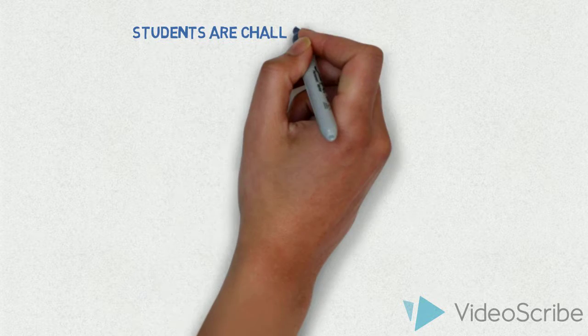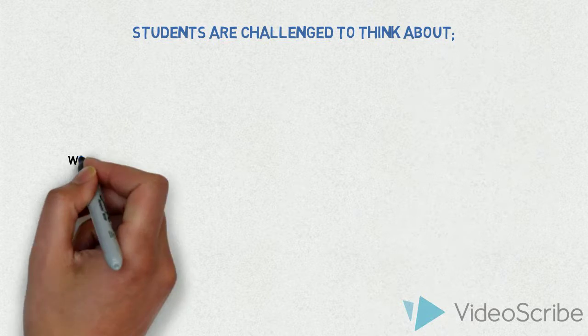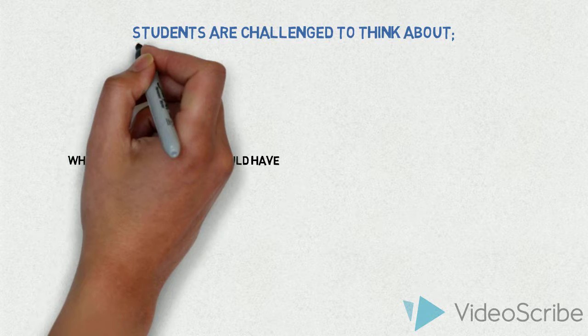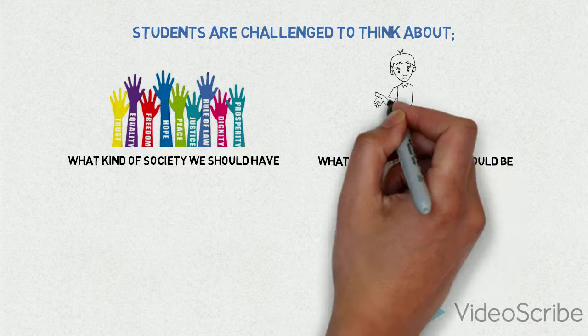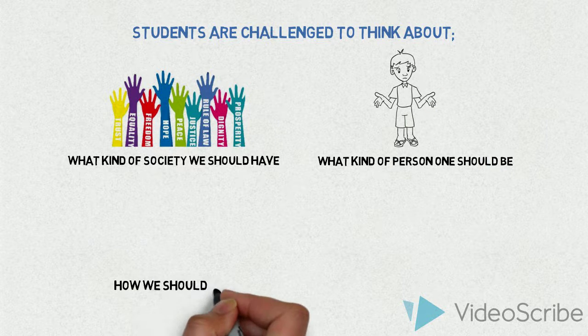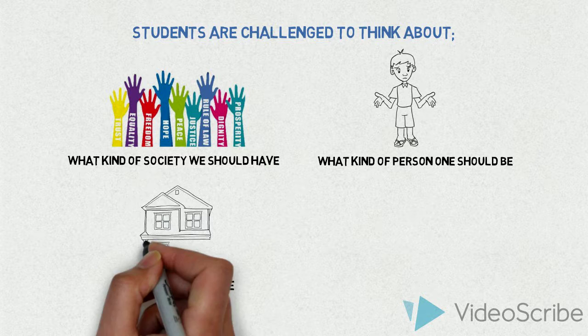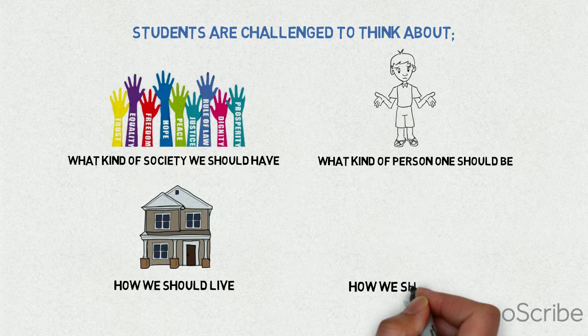By exploring these themes, students are challenged to think about what kind of society we should have, what kind of person one should be, how we should live, and also how we should act.